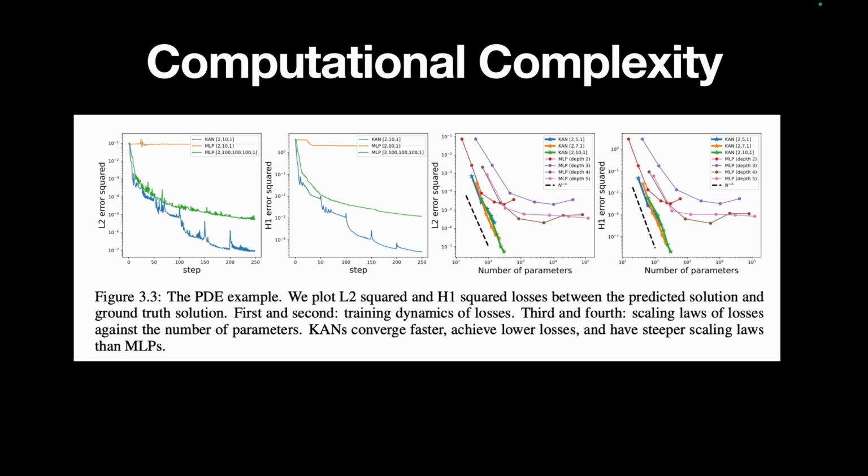But how does KAN defend this? They have given this plot which says that the loss of KANs decreases quite fast compared to the loss of multi-layer perceptrons. Similarly, when it comes to the number of parameters, we could see that KANs have a very steep curve, indicating that the number of parameters you need for multi-layer perceptrons is quite high, and you can achieve the same performance with very few parameters with KANs. So that's the defense against the computational complexity.